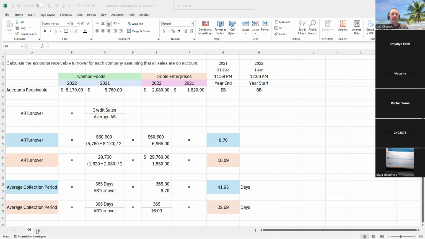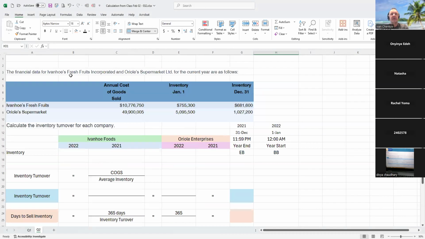Now let's see the next question. The next question is related now to the inventory turnover. For the inventory turnover, what do we need? Cost of goods sold and the inventory beginning and ending balance. So let's see. The ending balance for 2022 for the first company. What is it?